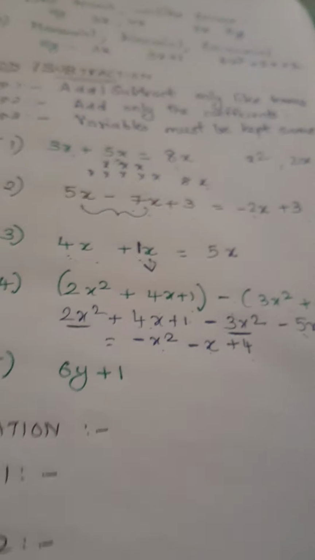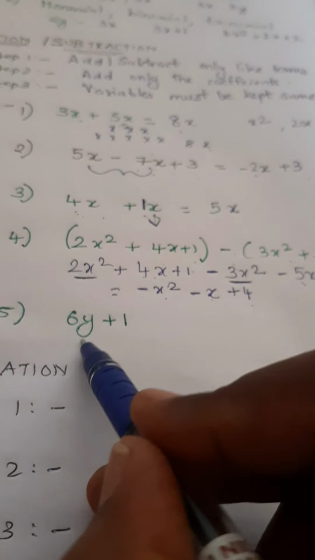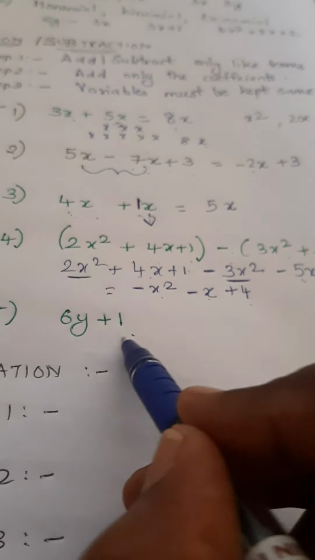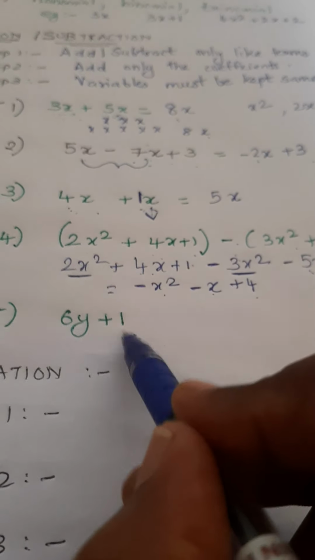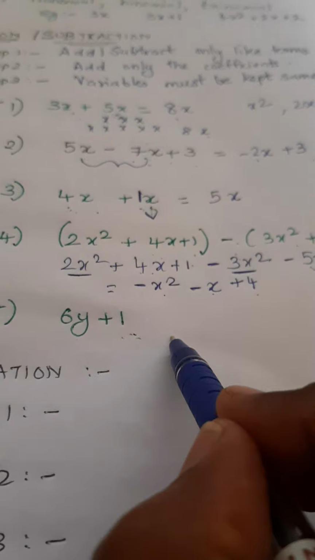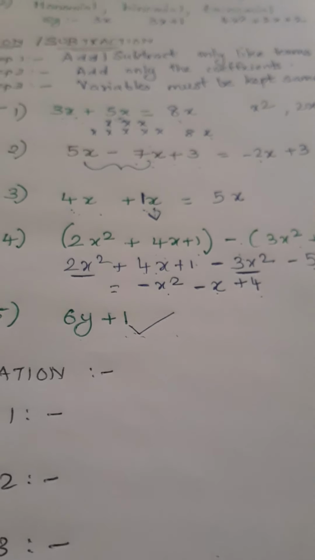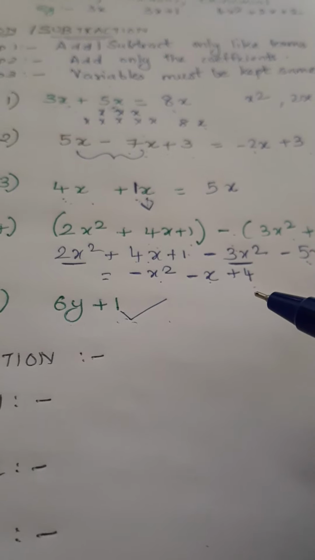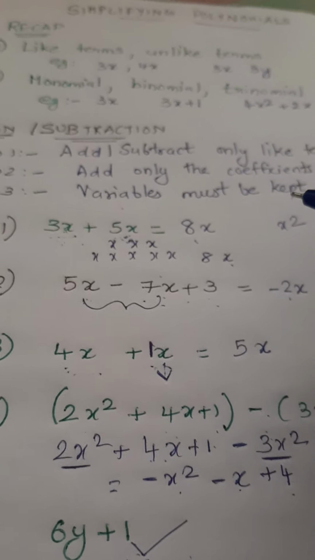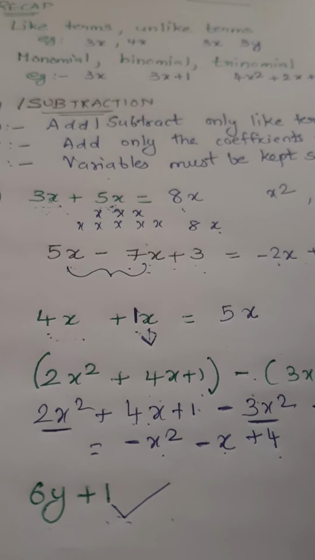Okay. And the last example I have taken is 6y plus 1. In this case, there are no like terms. There is nothing that can be added. So this cannot be simplified further. So it remains as 6y plus 1 alone, as it is. So I hope addition and subtraction is clear.